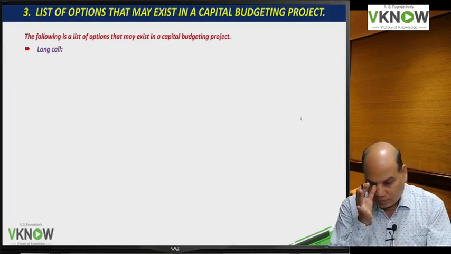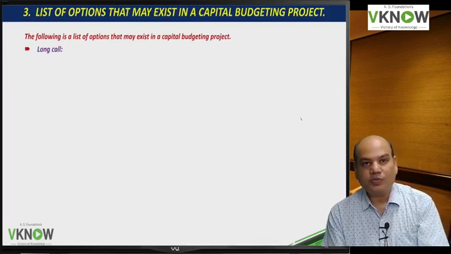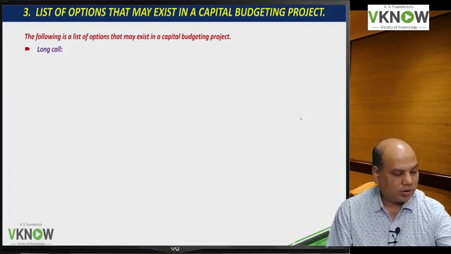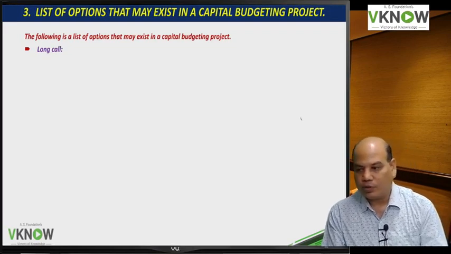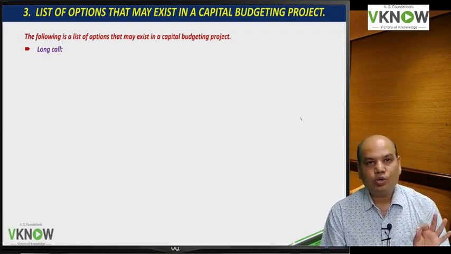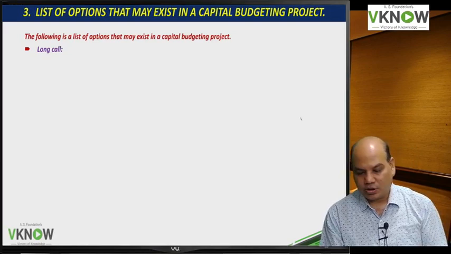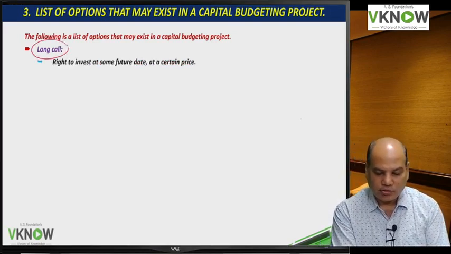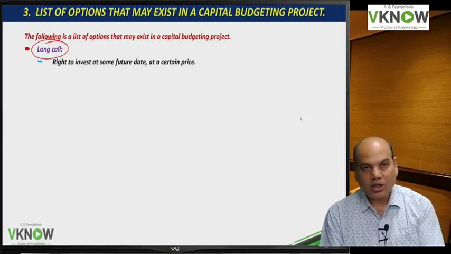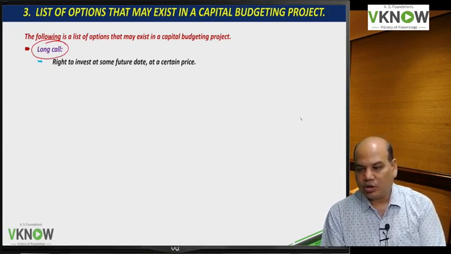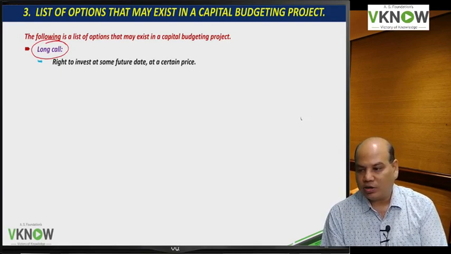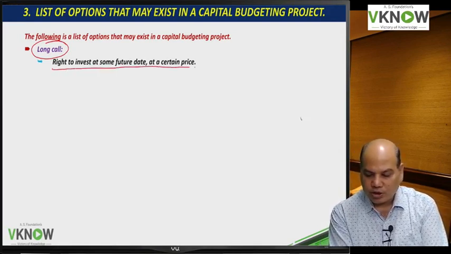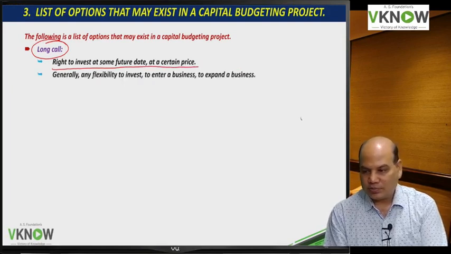Next question is, what are the list of options that may exist in a capital budgeting project? Another theory question. Give examples of options that can be included in a capital budgeting project. Long call. Long call means, as you have studied, buying a call option. But what do you mean by buying a call option in the context of real options? It means the right to invest at some future date at a certain price.